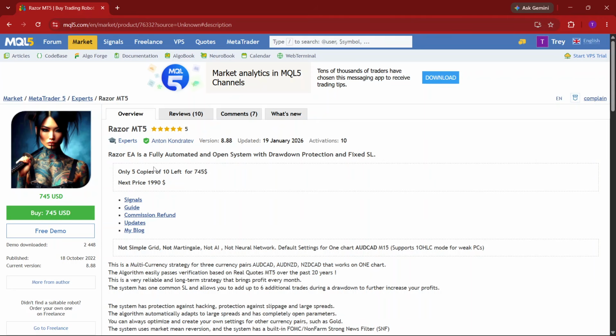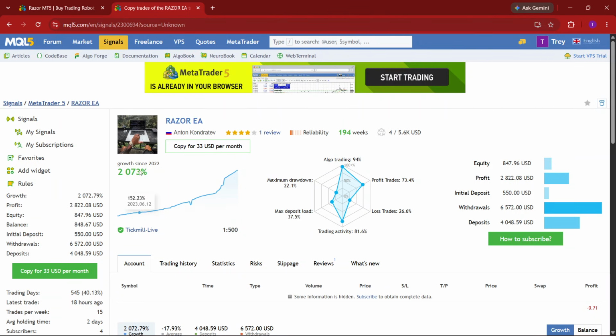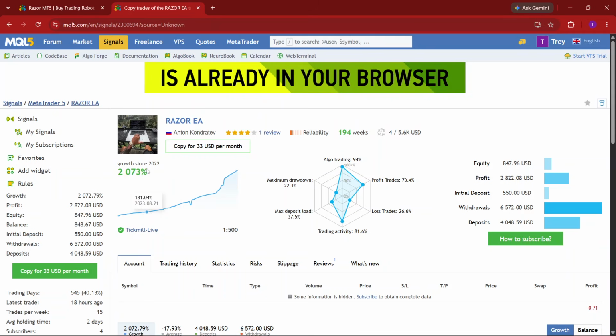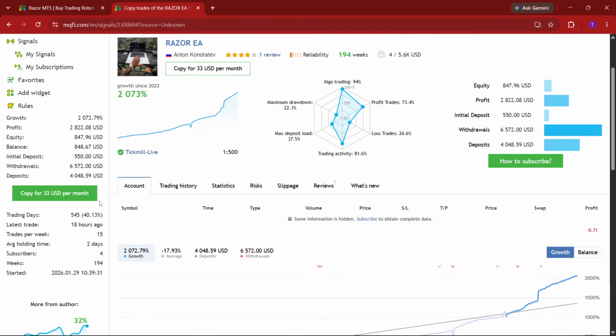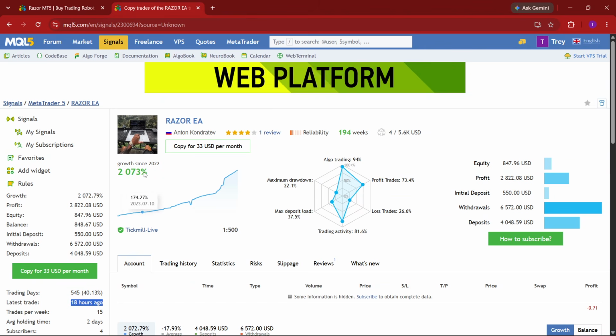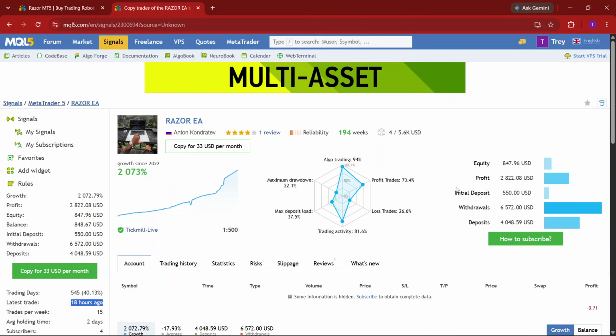The developer runs a live MQL5 signal on tick. Looking at the numbers that are publicly visible on the signal page, see it's been going on for a long time since 2022. That's around the 190 plus weeks. The latest trade 18 hours ago. You can see 2073% growth. Profit rate 73. Maximum drawdown 22.